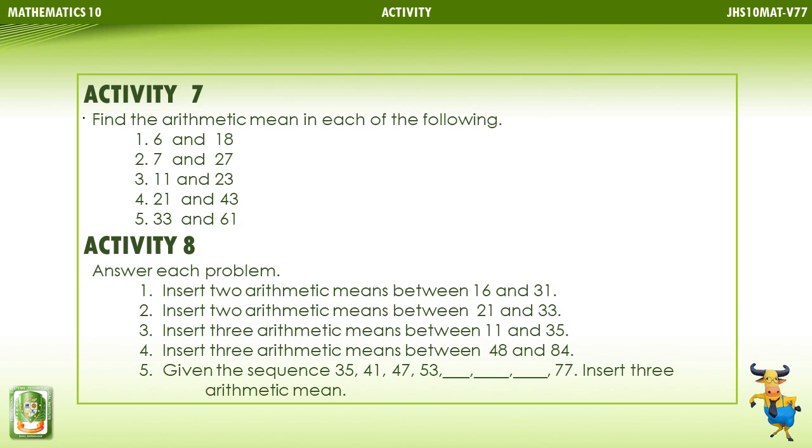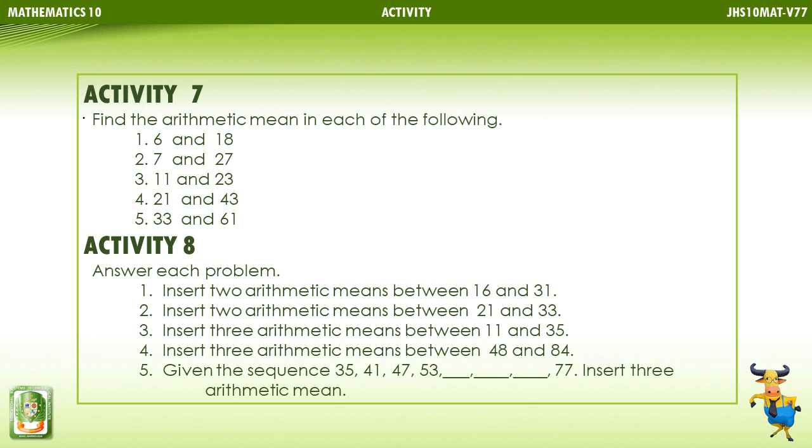Activity 7. Find the arithmetic mean in each of the following. 1. 6 and 18. 2. 7 and 27. 3. 11 and 23. 4. 21 and 43. 5. 33 and 61.